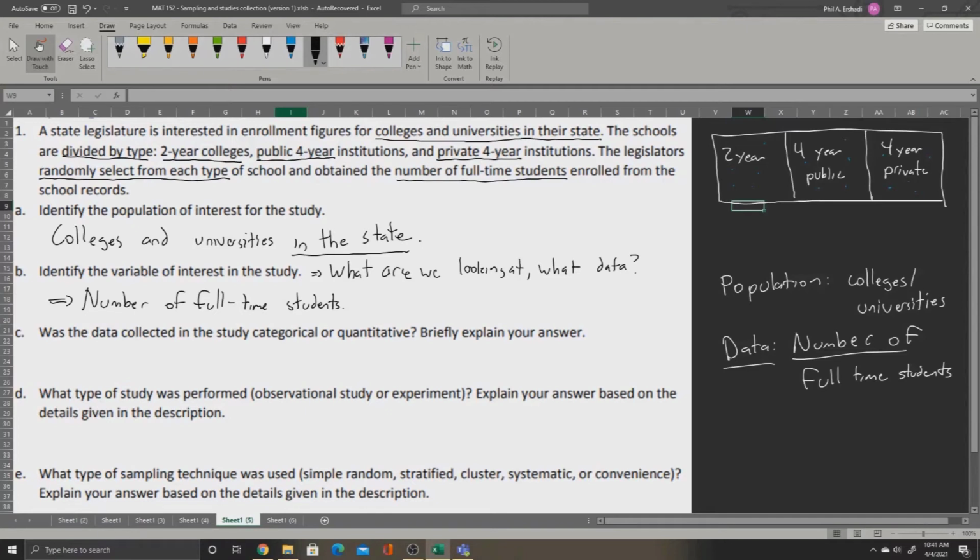In Part C, we're asked, is the data categorical or quantitative? Quantitative means something numerical. Anything that can be measured or counted. Categorical are things that must be described and are not numerical. Now, the data we are gathering says we are looking at the number of full-time students. This is something numerical, so we can say that this data is quantitative.